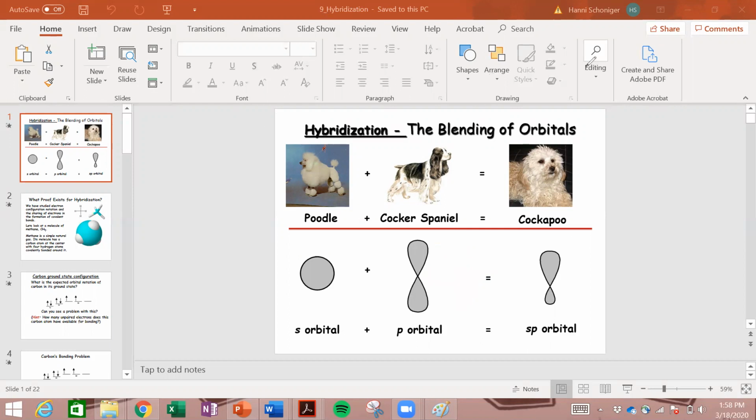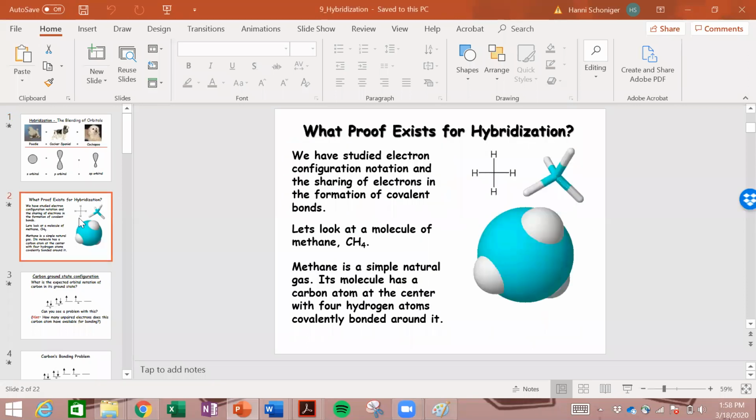If we look at the next couple slides, it explains CH4. CH4 is methane, and we have to look at how scientists discovered that hybridization actually existed, what proof exists for that. They've studied the electron configurations, right? We've done 1s2, 2s2, 2p6, and so on. Elements and their electrons position themselves in such a way that they can share with another atom in order to fulfill the octet rule.